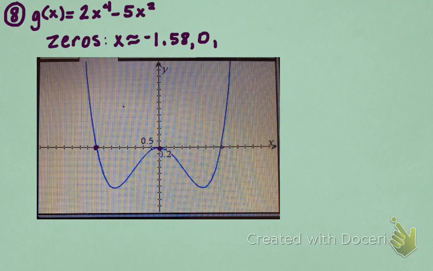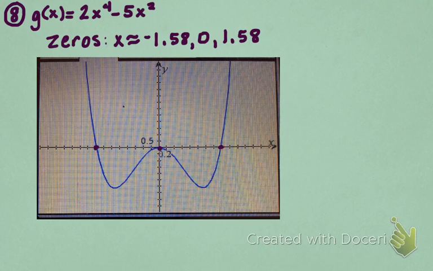The fact that it's even doesn't guarantee the middle zero, but 0 to the fourth power minus 0 to the second power is 0, so that one is 0. And then our third zero, we don't need to compute because we know this function is even. It has to be positive 1.58. So we've got our zeros.